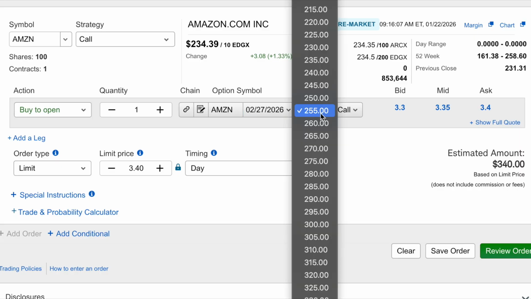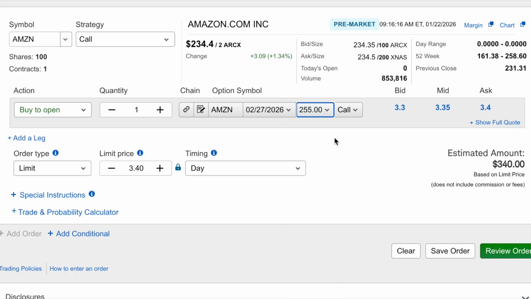What if we did it for almost just basically a month? Let's say we locked it in, we have the right to buy Amazon at $255 and it's currently trading at $235 and it's essentially a month from now.